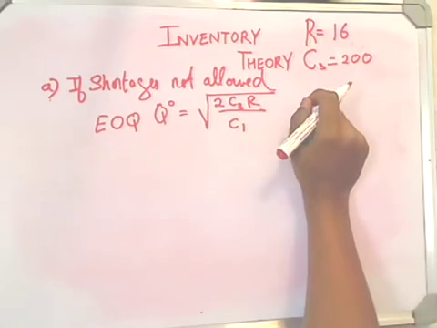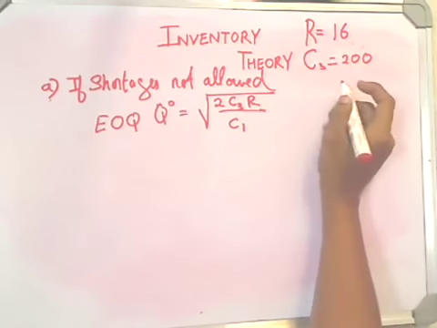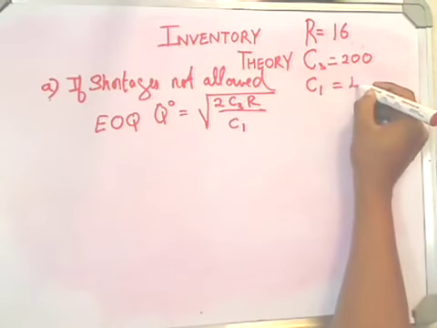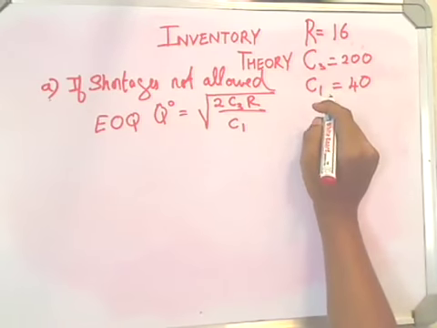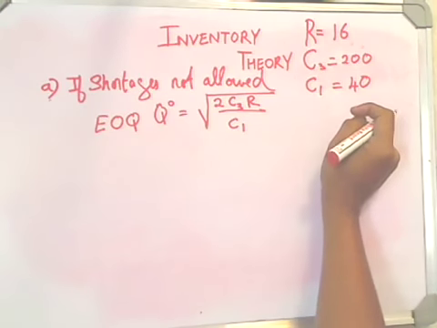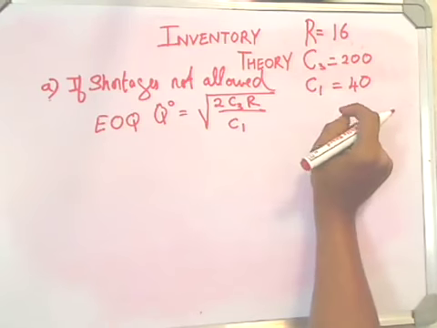The next thing that you have there would be the carrying cost. The carrying cost here would be C1, and C1 here would be 40. Now there is one more in the later part of the question wherein they say the shortage cost being rupees 100 per ton per year.